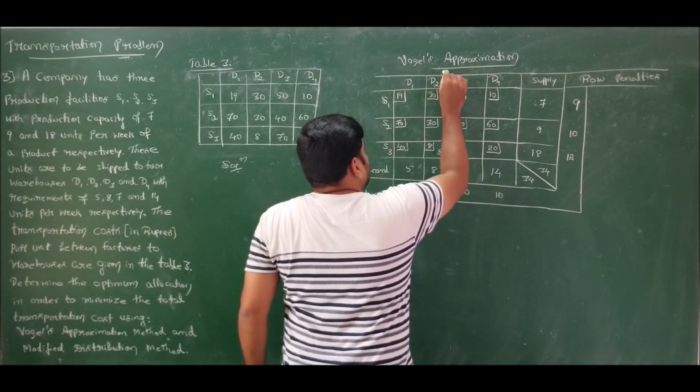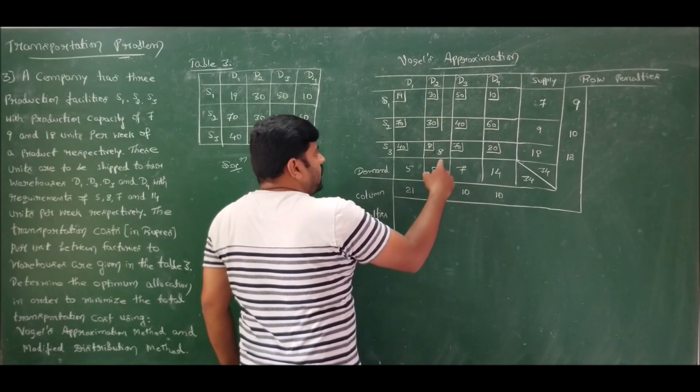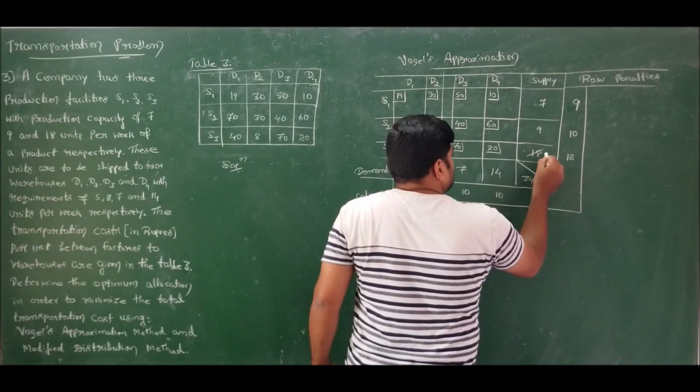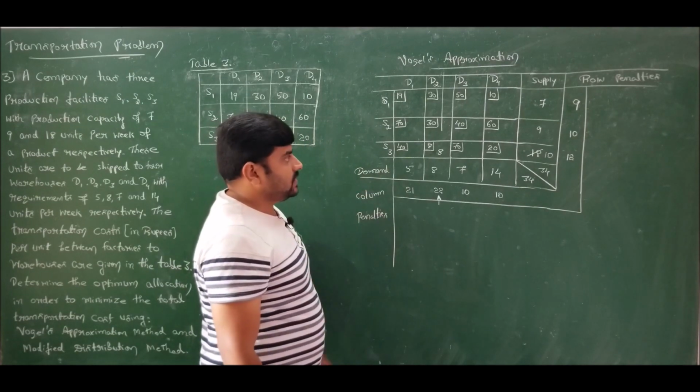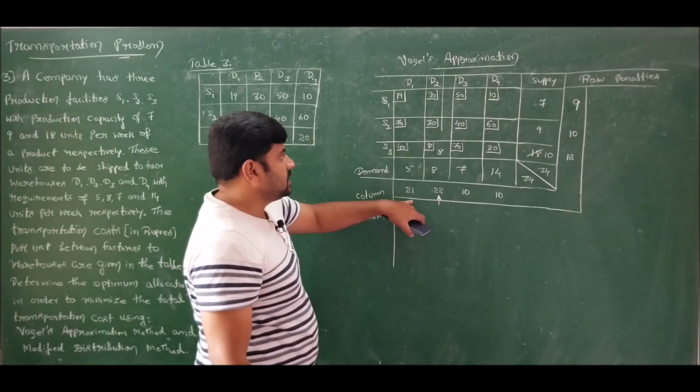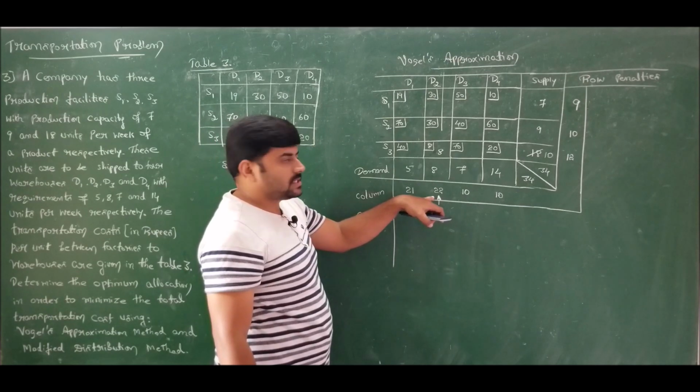So this is not available for further allocation. Since I have allocated 8, this is reduced to 10. So this completes the first step. I calculated the penalties. Among the penalties calculated, I found out the highest penalty.